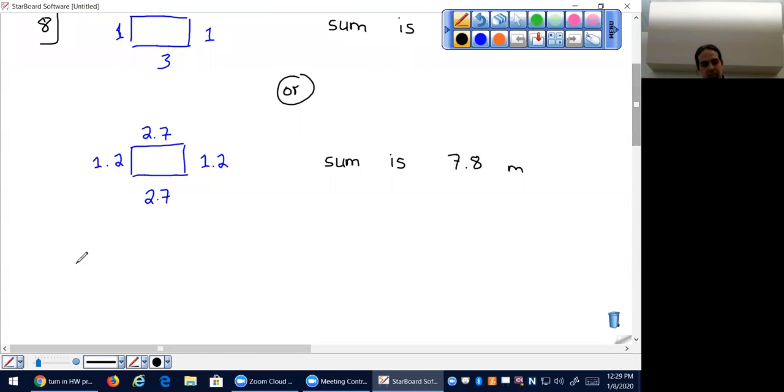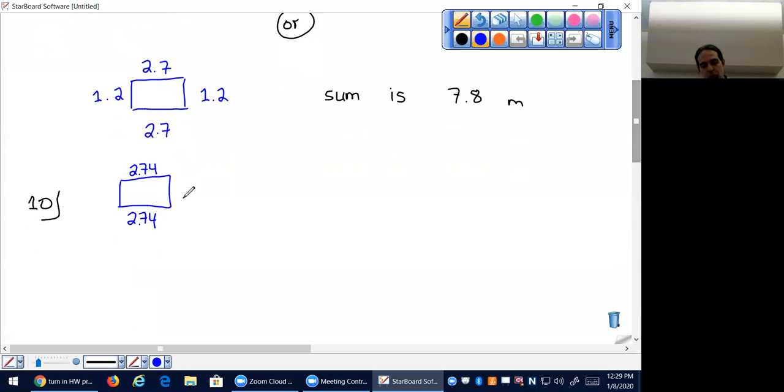Okay, then for 10, if we actually do it correctly, it was 2.74. Is my memory okay? What was the other number? 1.22. I trust my mental math. 7.92. Okay.